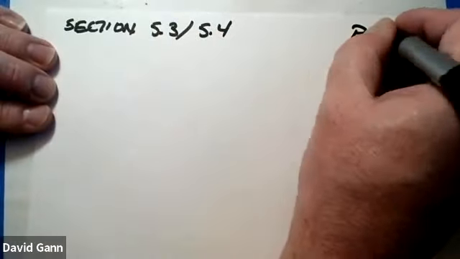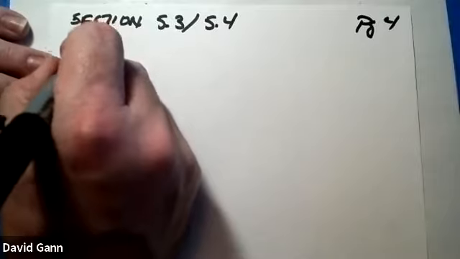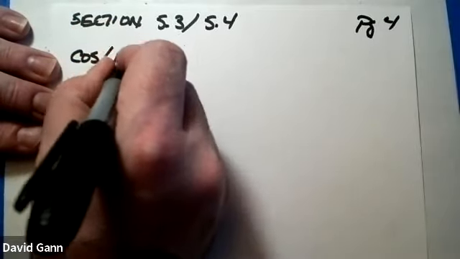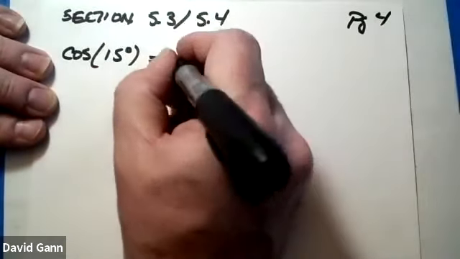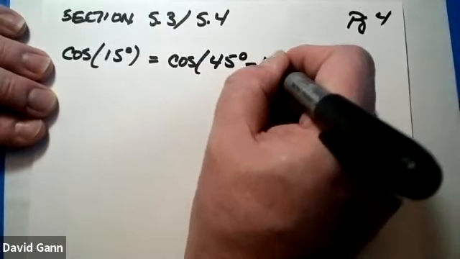So this is now page 4. Okay, so let's look at one of these. How about the cosine of 15 degrees? Now we can write that as a subtraction. This is the cosine of 45 degrees minus 30 degrees.